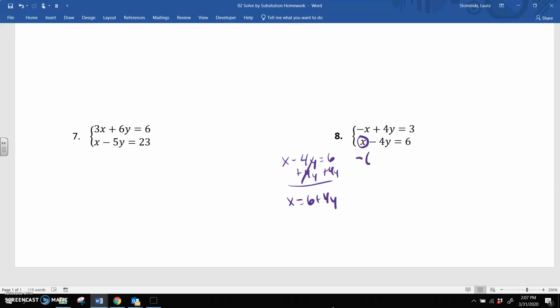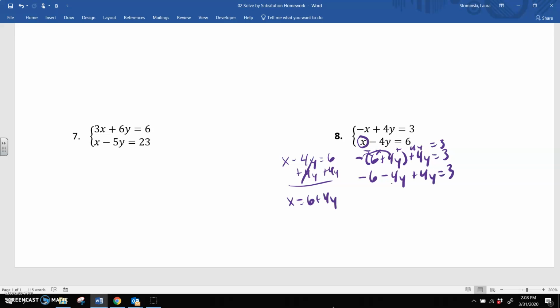So I have to bring that negative down. So negative, instead of x, I'm going to do 6 plus 4y, and then plus 4y equals 3. Again, this was the equation negative x plus 4y equals 3. So that's where the substitution came in. Remember, with this negative, I need to distribute it. So negative 6 minus 4y plus 4y equals 3.